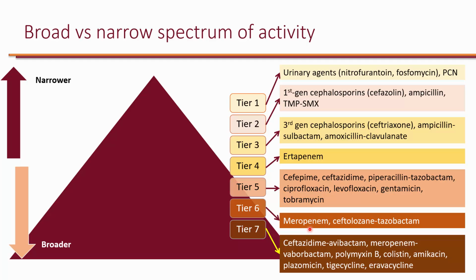And of course, the last tier, which is the broadest, is actually agents that are active against carbapenem-resistant Enterobacteriaceae. So when carbapenems don't work, these are the options. So these should be reserved as a last resort.